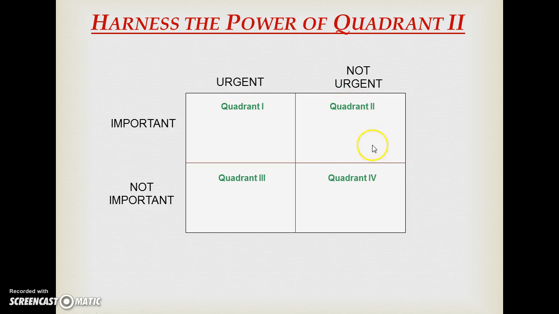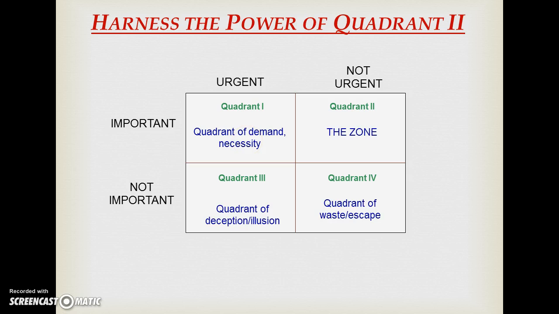Creators are in quadrant 2, and they are doing things that are important to reaching their goals. However, they're not being pushed for time. So as you evaluate your activities from the last week, you can see what quadrant you would put your different activities into. Again, remembering that we want most of our activities to be in quadrant 2, the zone, where we're being creators, we're managing the things that are important to us, but we're not being pushed for time.